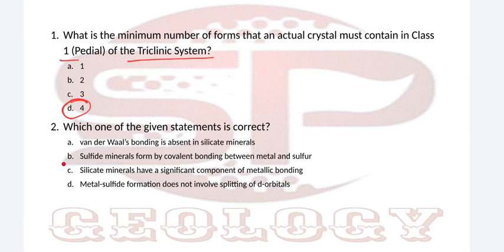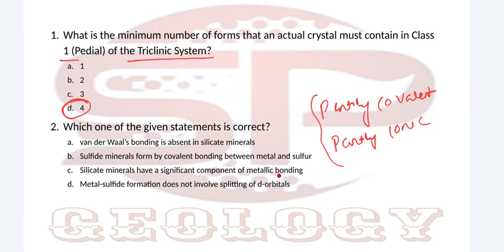Which one of the given statements is correct? Van der Waals bonding is absent in silicate minerals. So van der Waals bonding is a very weak bond. In silicates, we have the bond between Si and O. That bond between Si and O is partly covalent. Remember, this is very important. Partly covalent, partly ionic. So the bond of silicate structure is partly covalent, partly ionic.